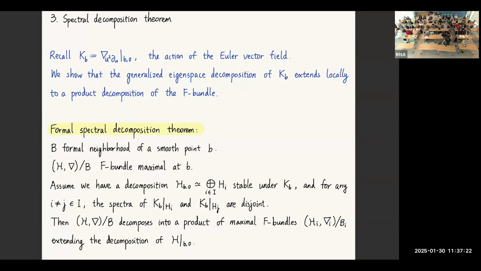Sorry, if you're assuming that the spectra are disjoint, why don't you just take the spectral decomposition? We can just take the spectrum. But sometimes it's not algebraically closed, or I don't know, Maxime seemed to want to say something else. Yeah, but the proximal statement would be.